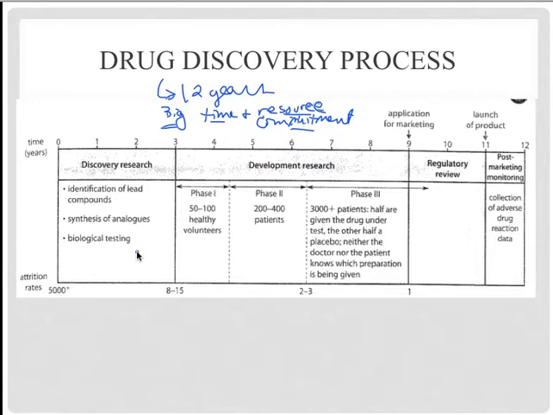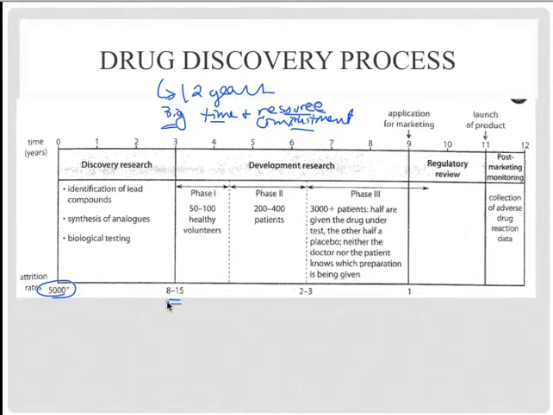Okay. So we have the discovery phase. That's identification of lead compounds, not lead, it's lead compounds. Synthesis of analogs, biological testing, and we start off with about 5,000 plus drugs. And that discovery process lasts about 3 years. At the end of 3 years from that 5,000, we've got 8 to 15 viable drugs to take to the next phase.